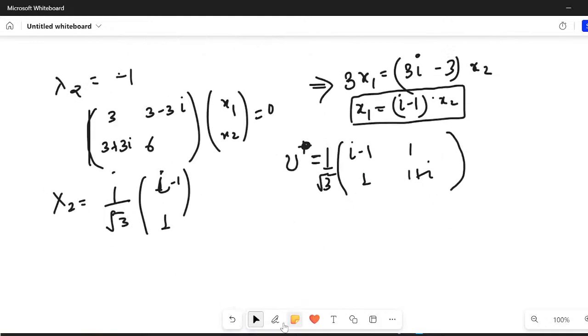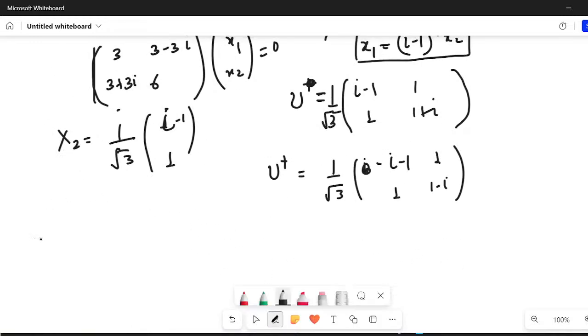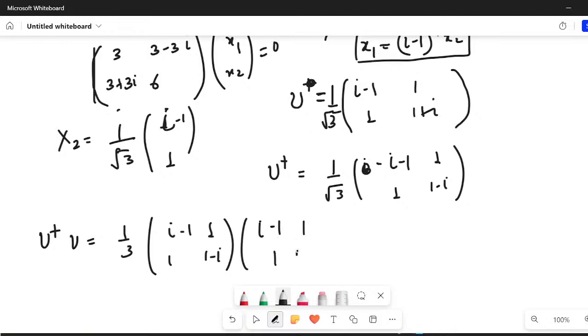Clearly you can see that if I take a dagger, I will get 1 over root 2, this will become iota, this will become minus iota minus 1, 1, and this will become 1 and 1 minus iota. This will be U dagger. Now try to write U dagger and U. It will be equal to 1 upon 3, and this is iota minus 1, 1, 1, 1 minus iota. Here it is iota minus 1, 1, 1, 1 plus iota.